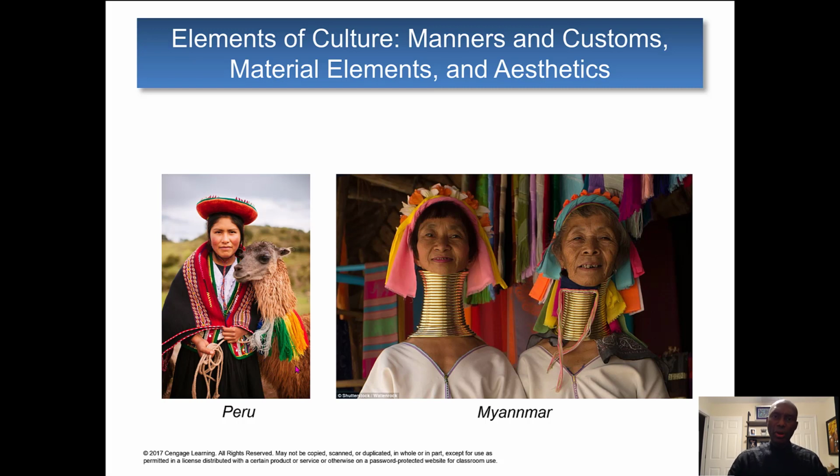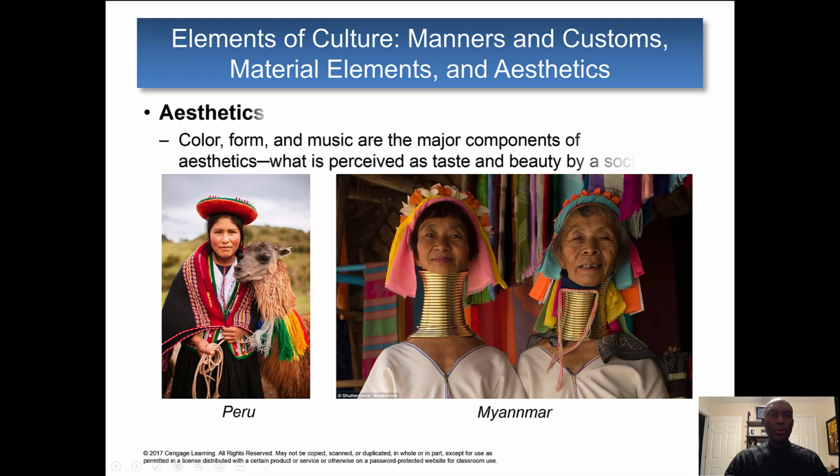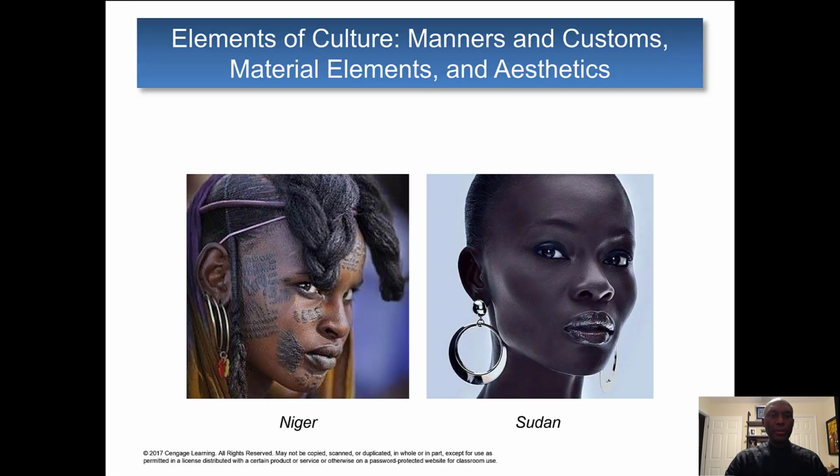Different traditions, different art, different, when we talk about adornments, body adornments, we talk about scarification, and show you an example of scarification here in Niger. And then you see the woman on the right with very beautiful velvet skin.